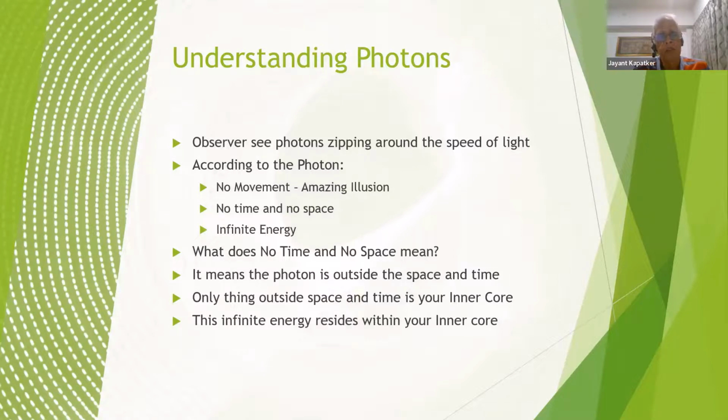The only place where there is no space and time is once again your inner core. So according to the photon, it is not moving at all. It has the infinite energy within what you call the inner core. So the inner core itself has infinite energy because of this fact. But the observer feels the photon is zipping around at the speed of light. Can you imagine the illusion which is taking place? You think the photon is traveling around at the speed of light, but the photon thinks, I have not traveled at all. There's no space and time. Always sitting outside space and time, with infinite energy.